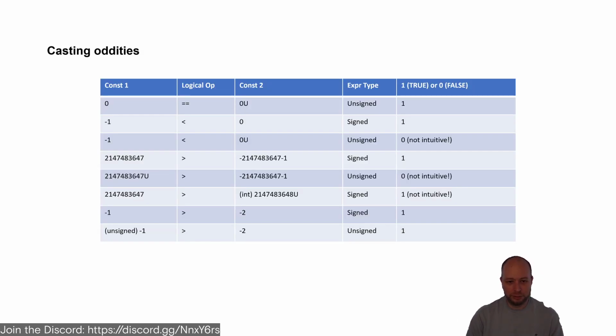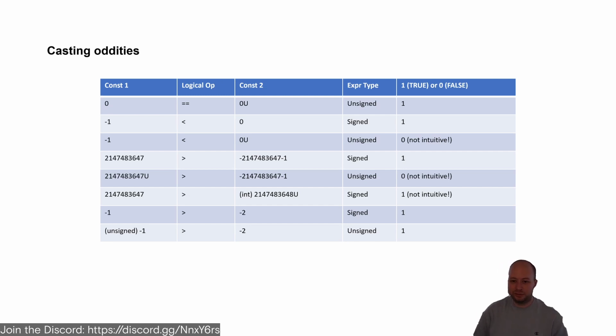So for example, we've got a couple of values here. If you take 0 and you try to logically compare it to 0, you get 1, which makes sense because you're saying is 0 equal to 0, and the answer is yes, which is true. Is -1 less than 0? And yes, it should be. It is, -1 is less than 0.